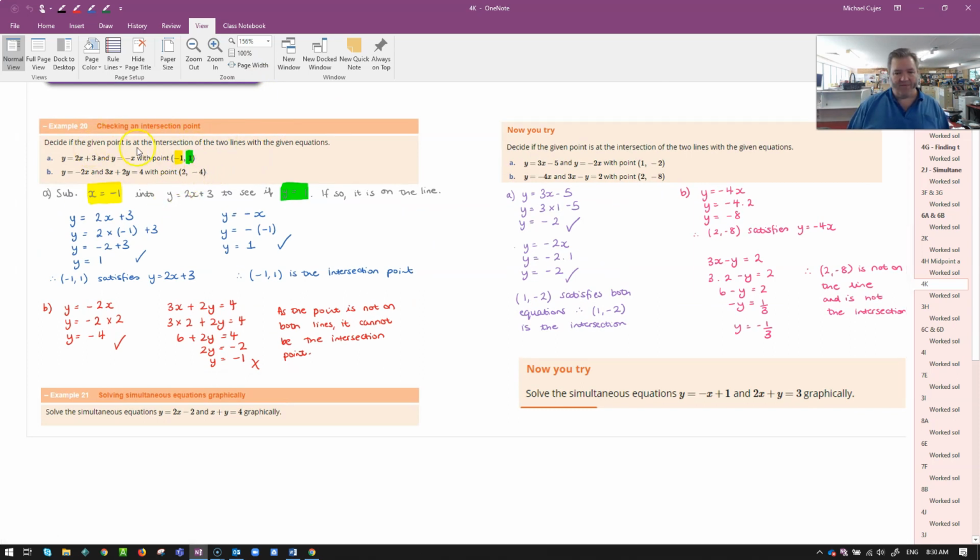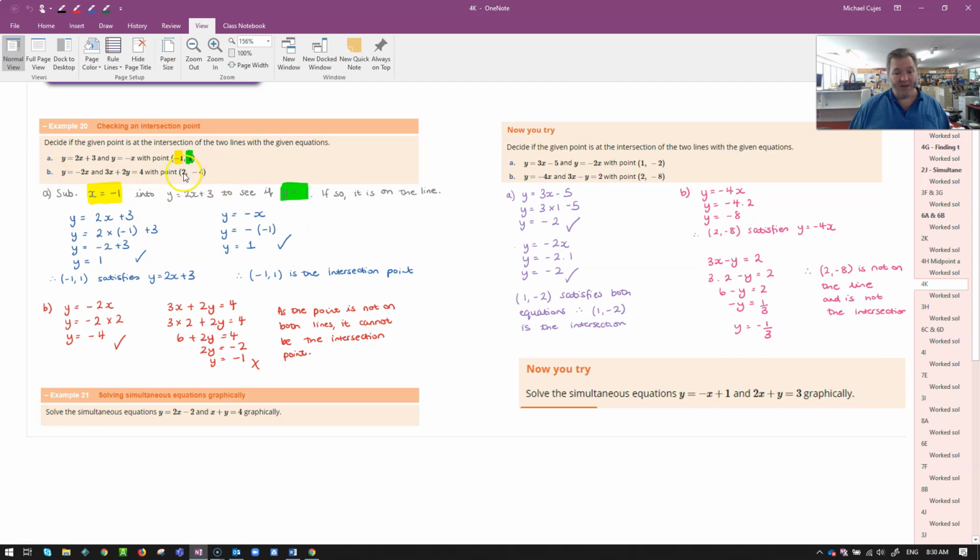Deciding if a point is at the intersection, what are you going to do? Well, you substitute those numbers in and see if they satisfy both equations. That's the sort of thing you've been doing to check your answers all along anyway. So here, when I put x equals -1, I get y equals 1. Well, that's what I expected, so that's good. And in the second equation, when I put x equals -1, I get y equals 1. So that's an example, the blue one, of where it works.